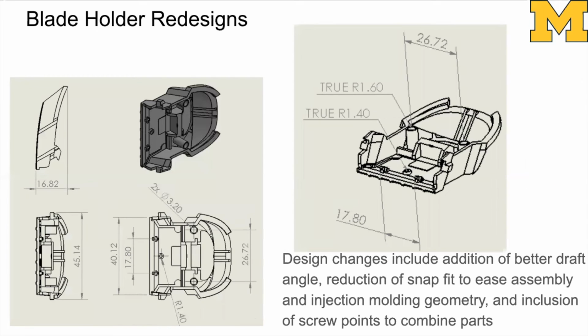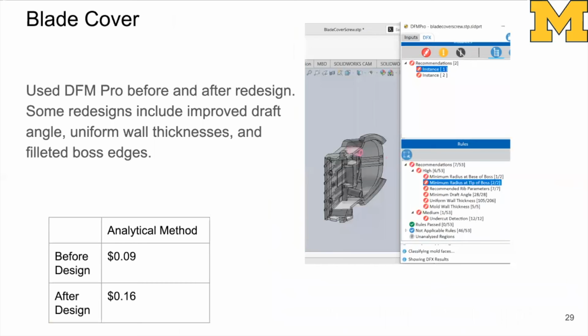Next, we look at our blade holder redesigns. So we made changes to include addition of a better draft angle, reduction of snap fits to make assembly easier, and to make injection molding more feasible. And we also include screw points in order to combine the parts more securely than the snap fits would allow for.